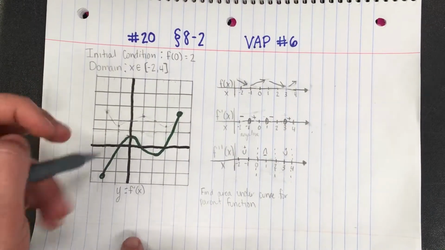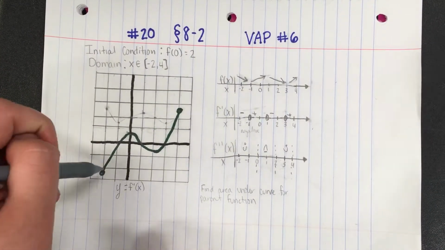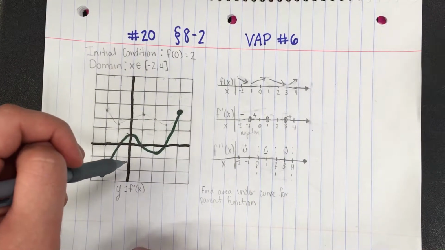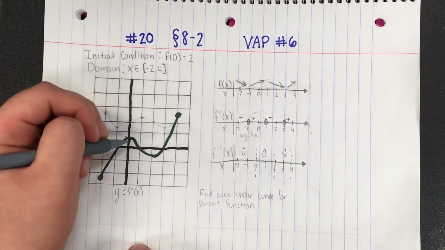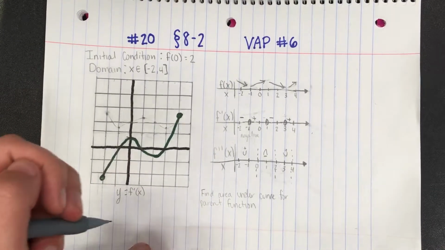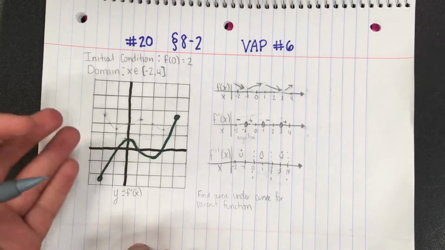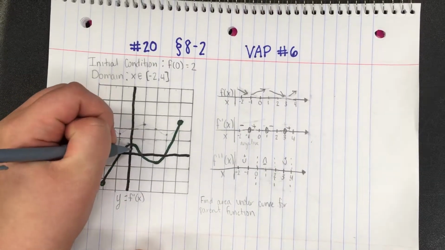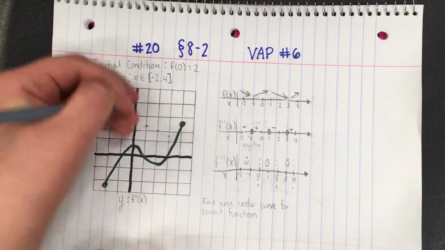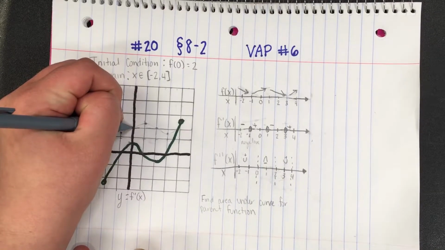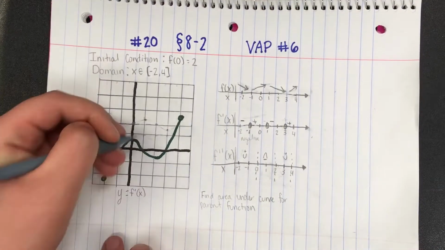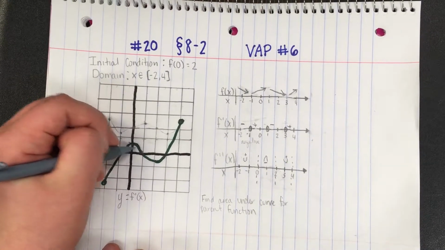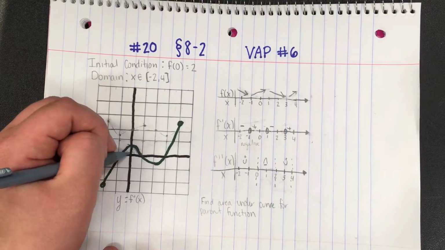And from here, we are trying to find the integral of this graph, and how we can find the integral for this is by finding the area under the curve for the parent function. So what we can do is, well, we know it starts at 0, 2, and we can estimate by counting squares that this is about 0.3.